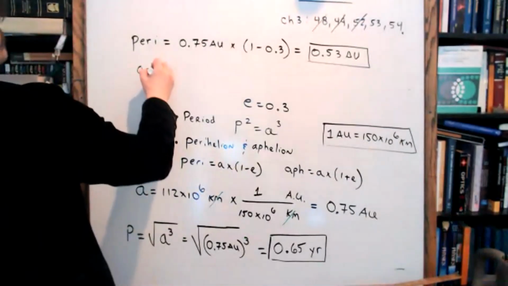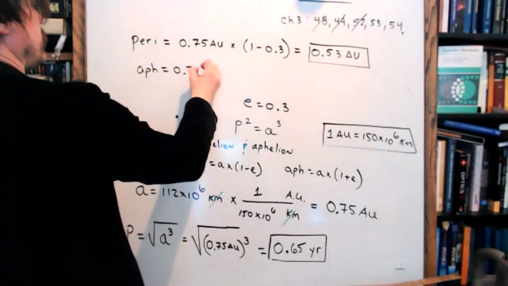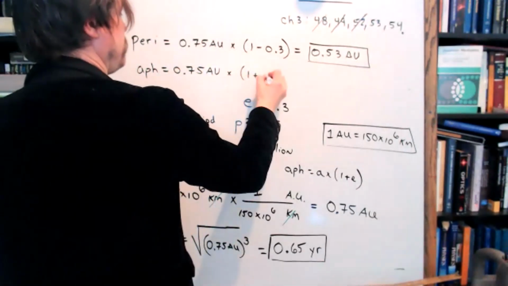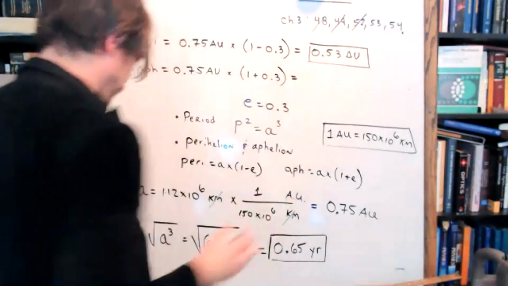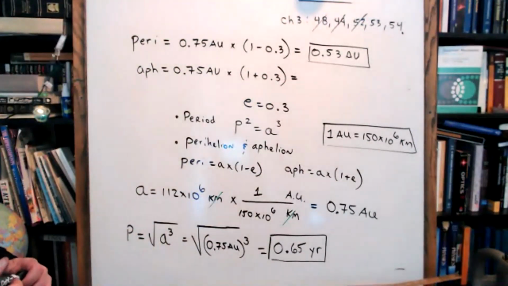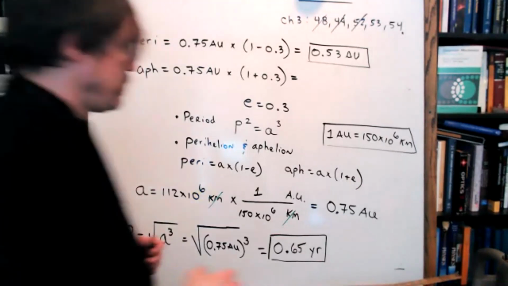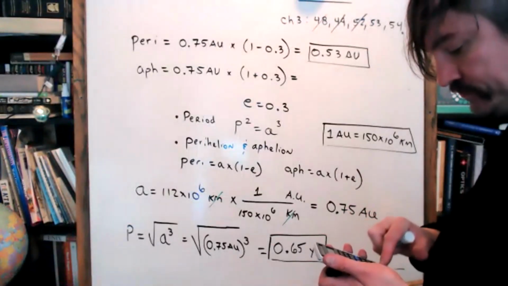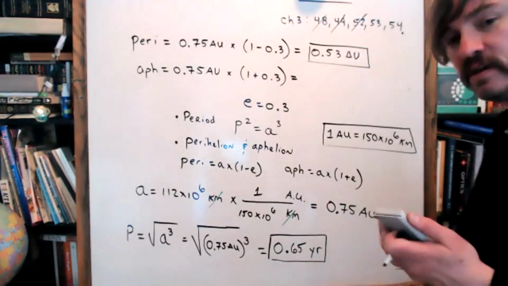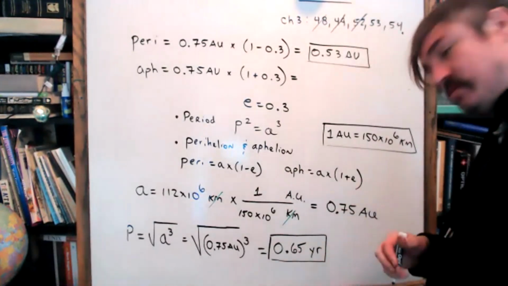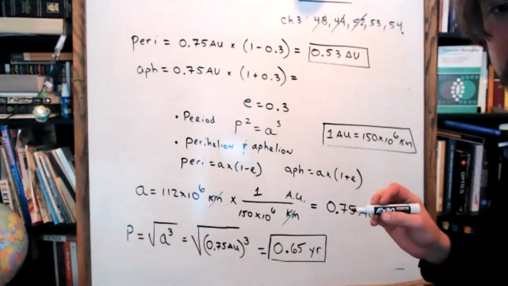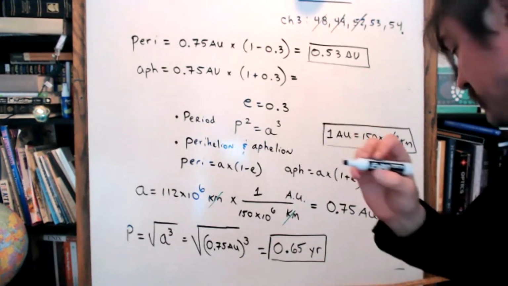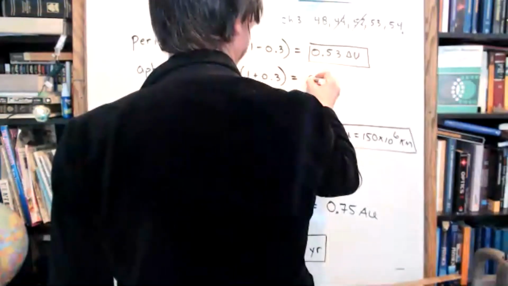For the aphelion, it's quite similar. 0.75 AU times 1 plus the eccentricity. I'm feeling the burn, guys. And I ain't talking Bernie Sanders. I got 0.98. Units? AU.